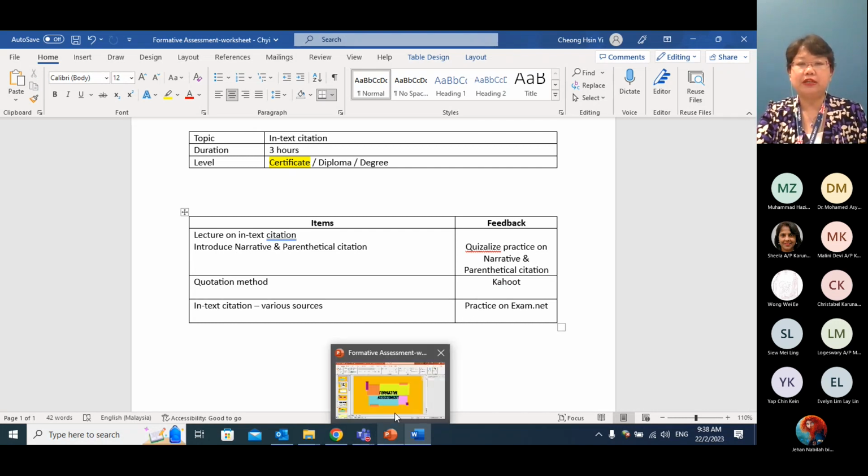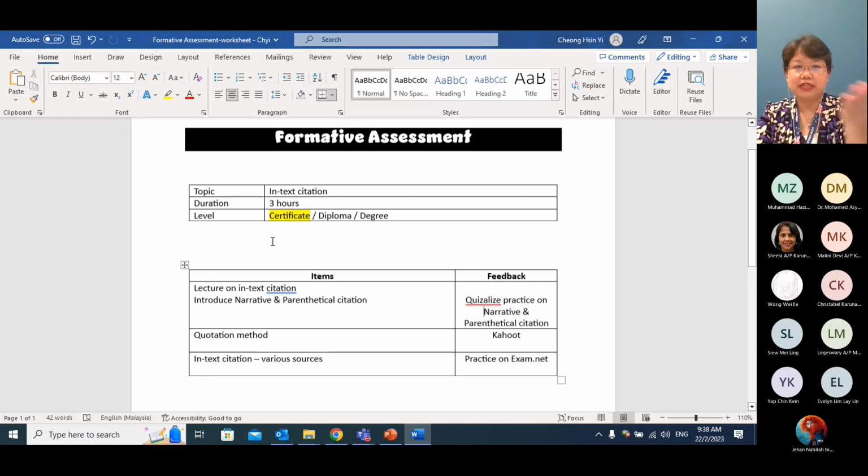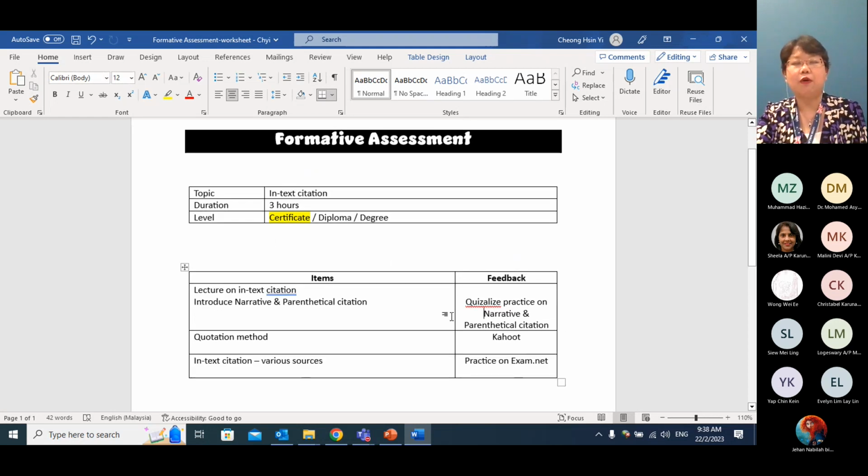So it's up to you whether you want to share using this worksheet, or you can also use your slides. Then you can just share with us, okay, I will go through this subtopic, then I will do a formative assessment, then another subtopic, that kind of thing. It's up to you.